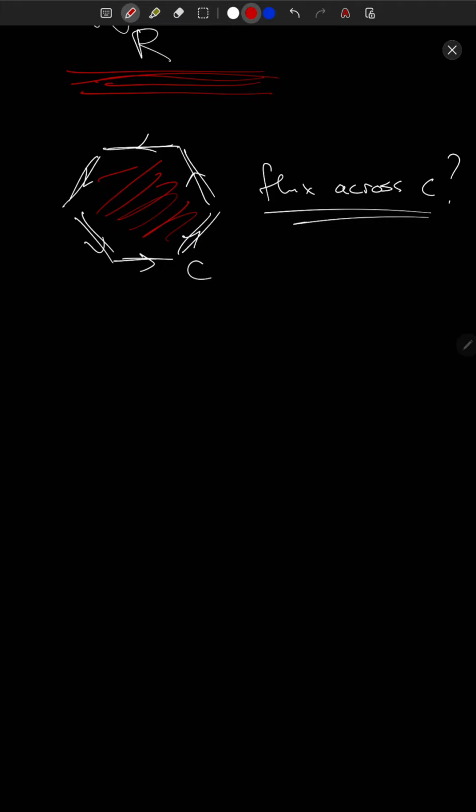Okay, maybe a more extreme version of this is, I have a region like this. Right, and I ask you the flux across, again, let me give this a name, flux across C, right? How would you do it? You'd have to do 1, 2, 3, 4, 5, 6 line integrals. Or alternatively, you can integrate over the region, a two-variable integral, as opposed to 6 individual parameterizations. All right.